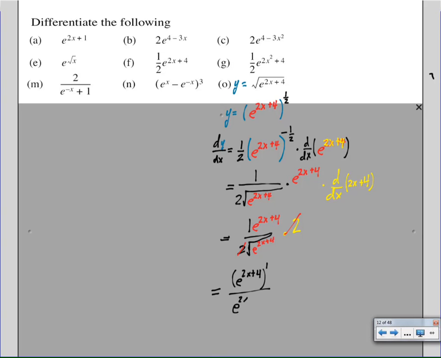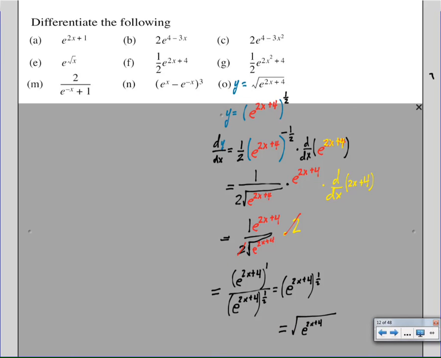Now, I took the radical back and turned it into an exponent because I started to recognize something. E to the 2x plus 4 is the same base as e to the 2x plus 4. In Algebra 2, we learn the quotient rule for exponents, which says if you divide two numbers of the same base, you just subtract the exponents. 1 minus 1/2 is just 1/2, so this is really e to the 2x plus 4 to the 1/2. And that's when I realized that's the same function I started with. So I've just stumbled upon a function whose derivative is exactly the same as itself.